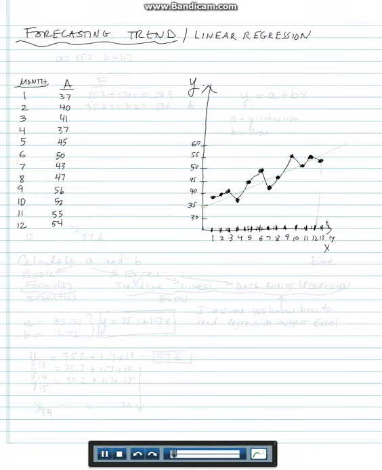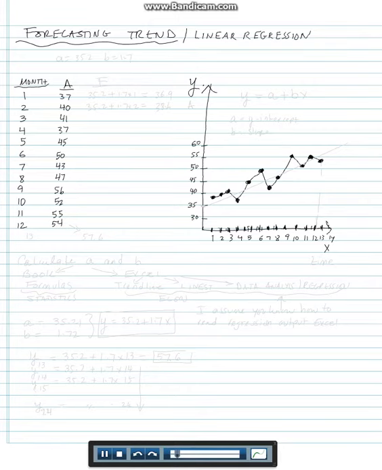This example is on forecasting a time series with trend using linear regression. The example is using 12 time periods, 12 months, January through December. And here are the actual forecasts of a certain product or sales in thousands maybe.